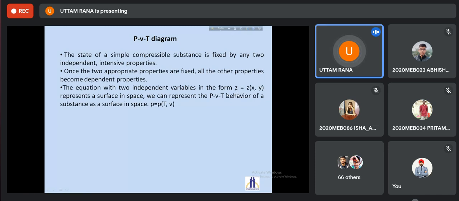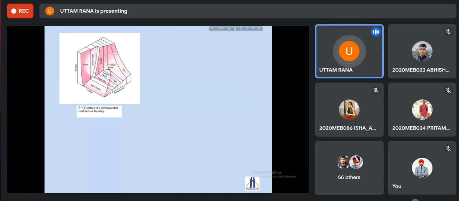Mathematically, what does this z represent? This represents basically a surface. z is a function of x and y. So we can write that pressure is a function of temperature and specific volume. All these thermodynamic states of a substance may be expressed on surfaces, thermodynamic surfaces, and that gives us different kinds of surfaces, called the PVT surface.